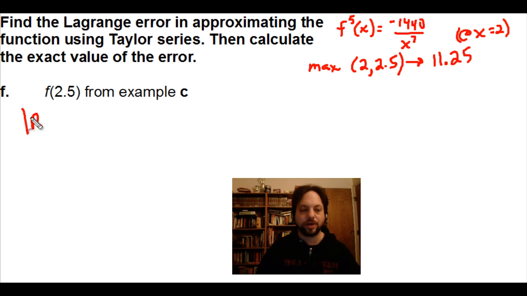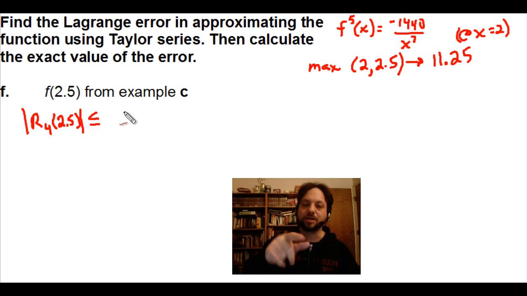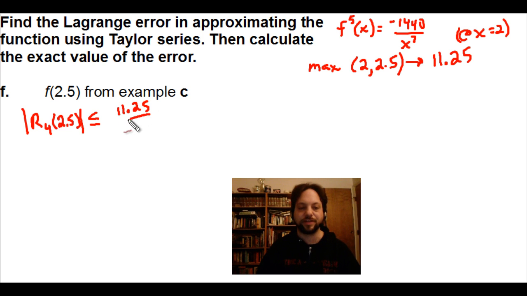So let's go ahead and find our Lagrange error bound. R sub 4 of 2.5 in this case, which is where we're trying to find our error, is going to be contained within the max of the next derivative on that interval, which we just found. That's 11.25. And that was a fifth derivative, so we're going to have 5 factorial on the bottom. 5 factorial is, of course, 120.